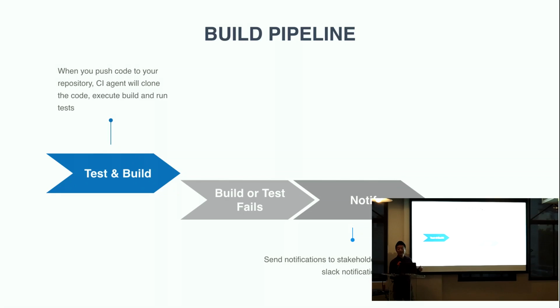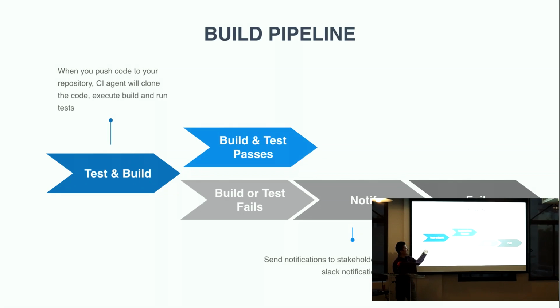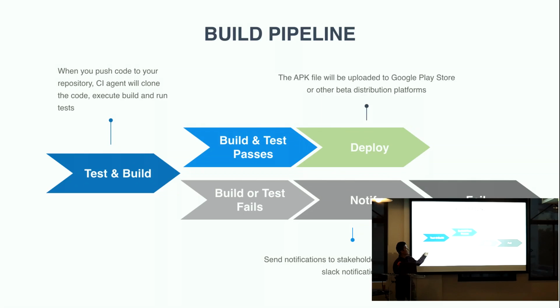Notify your team. Everyone can get an email, or you can also integrate it with your Slack. The build failed, so you fix the bug and push again. It will trigger another build. It would deploy your app to Google Play or any other third-party platforms automatically, which is good. Build success.